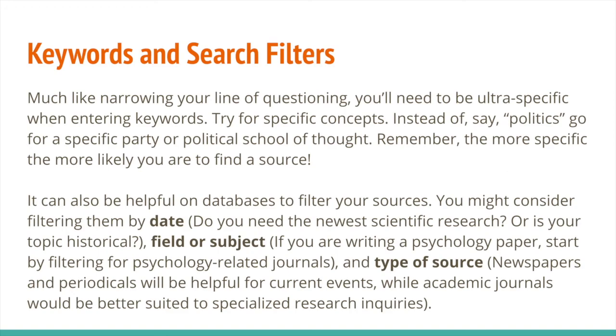So it can also be helpful on databases like this to filter your sources. There's usually a little thing on the side that says sort and filter, so you might want to consider filtering them by the date. You can also filter things by the field or subject. So if you're writing a psychology paper, you might want to filter for psychology-related journals, and then also by the type of source. So things like newspapers and periodicals are going to be helpful for current events, or just a general societal opinion of things, while academic journals are better suited to more specialized research inquiries.